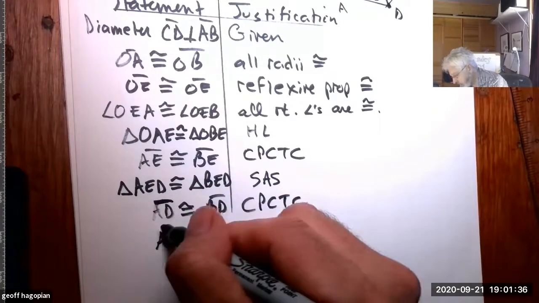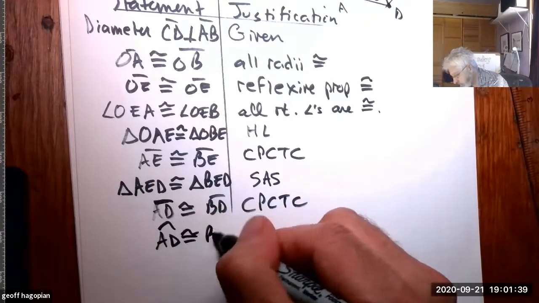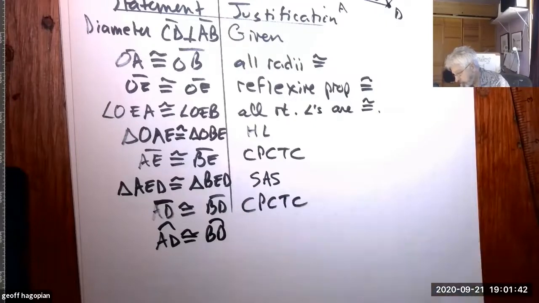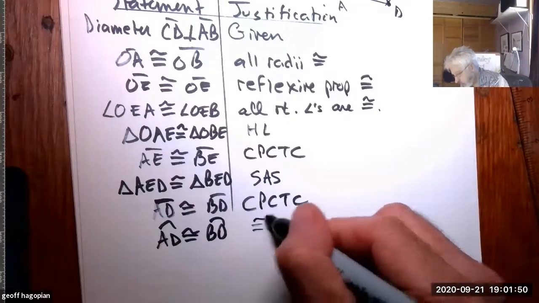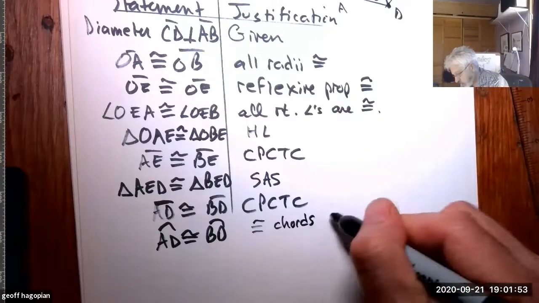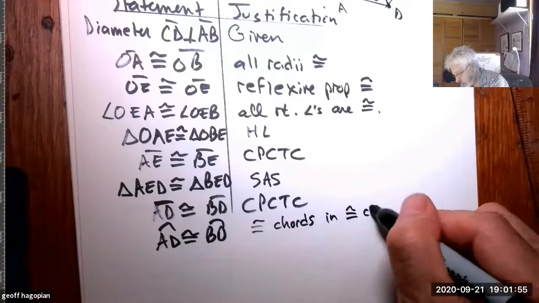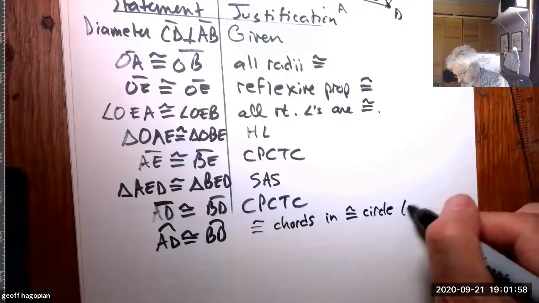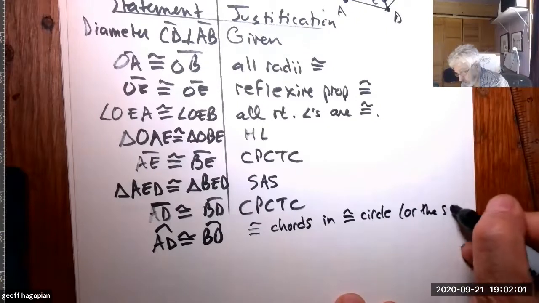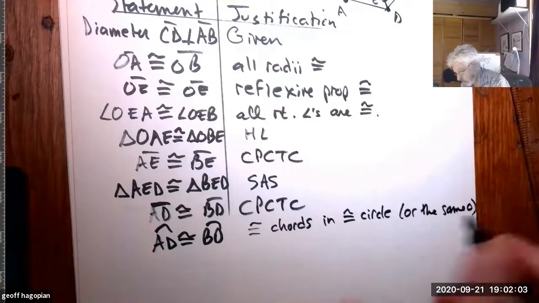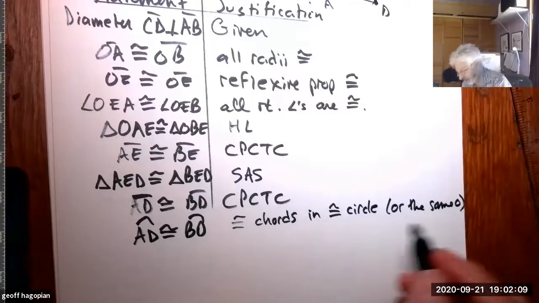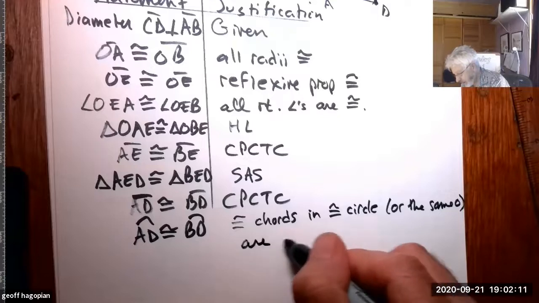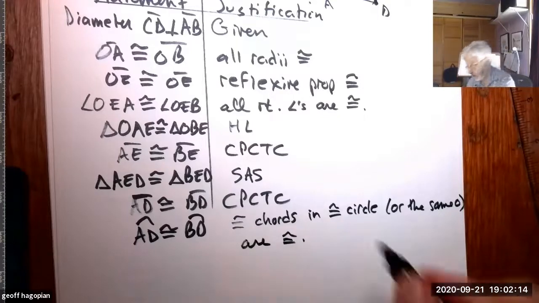This was the segment, right? This is the arc. And that's because congruent chords in congruent circles, or in the same circle, that's the universal shortcut for a circle. You make a little circle, are congruent. Then we're done, right? QED.